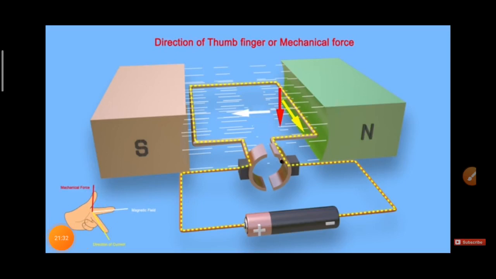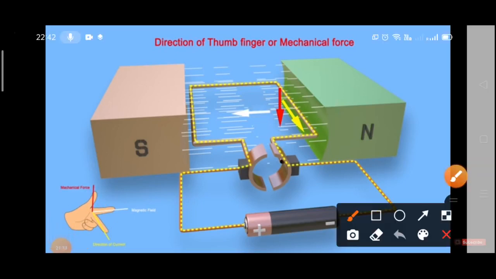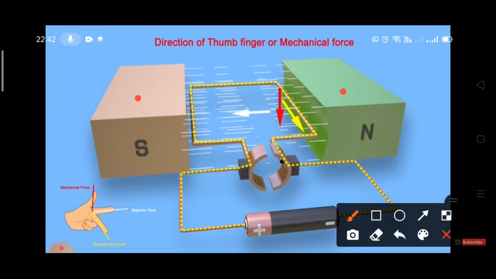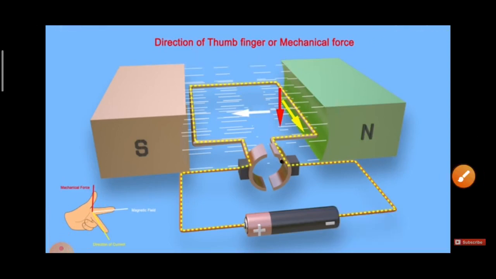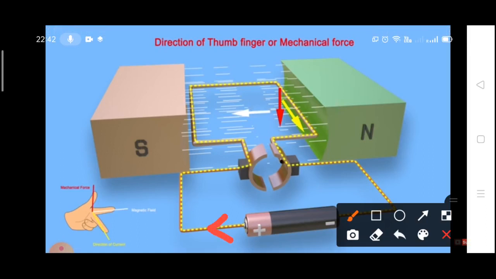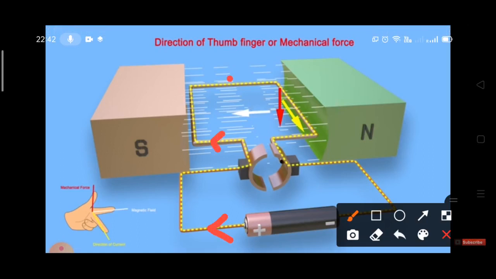You can understand more by this diagram. You can see this is north pole, south pole, so the direction of magnetic field is north to south. This is your armature of the motor. These are split rings. Current is flowing from positive to negative like this, so this is clockwise direction.